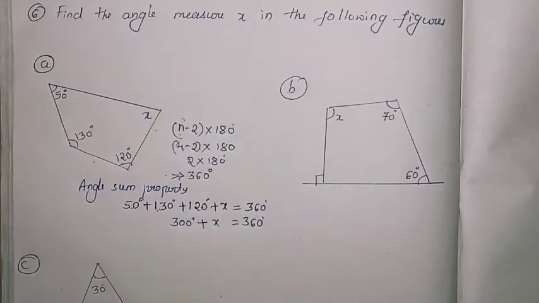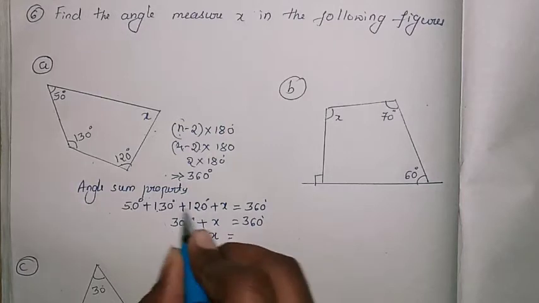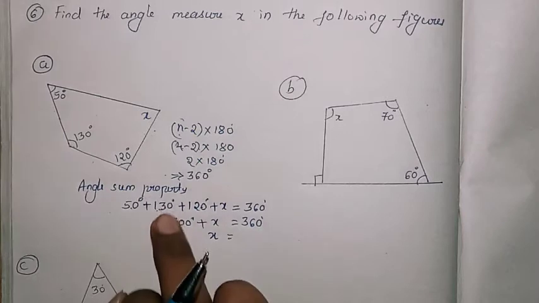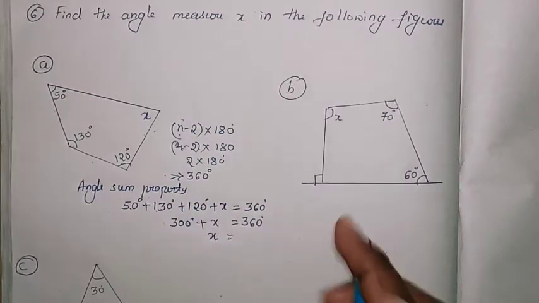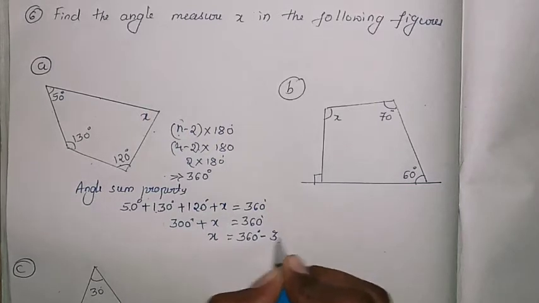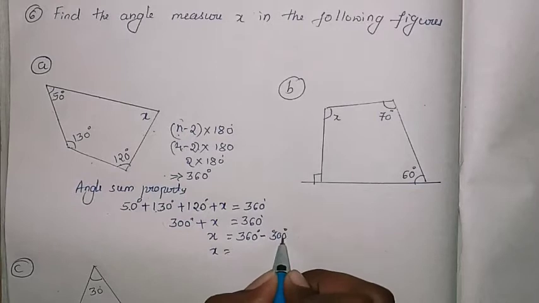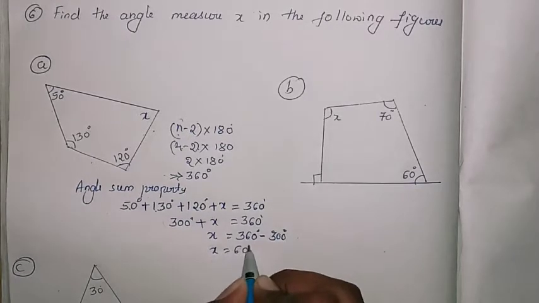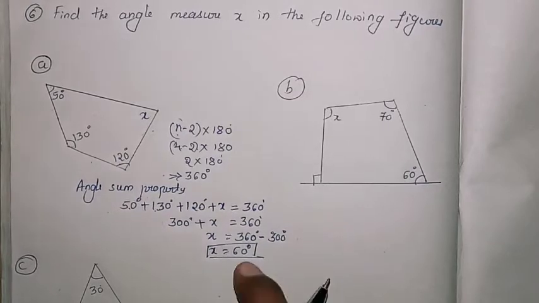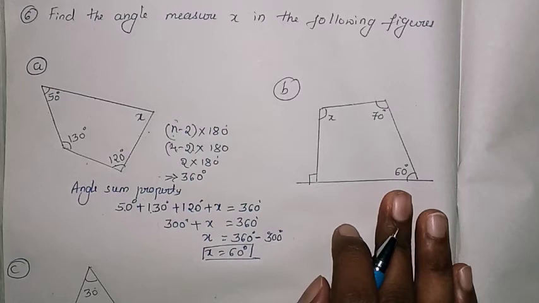From this we want the value of x. So we will keep x here, and this 300 we will take to the right hand side. As it is positive, if it comes to the right hand side, it will become negative. So 360 minus 300 degrees. So x is equal to 360 minus 300, that is 60 degrees. So the x value is 60 degrees. Don't forget to write the degrees. Okay, so this is our first answer.